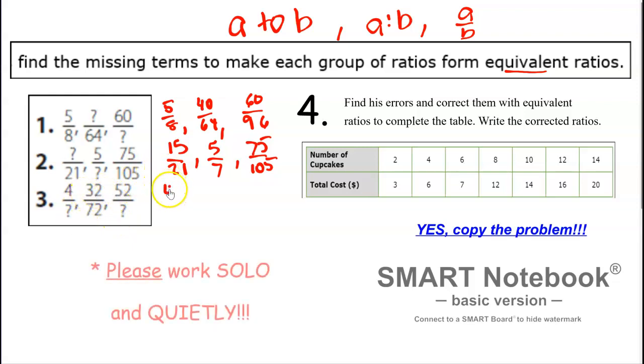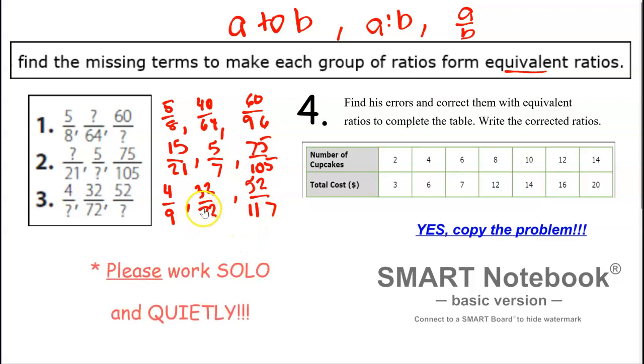So here I have 4 over something, 32 over 72, and I have 52 over something. Notice that this one is nice and complete, the two terms are given for this ratio. So 4 times something gives me 32, or better yet, 32 divided by something gives me 4, so that's by 8. So I'll divide 72 by 8, which gives me 9. Now to complete this one, 4 times something gives me 52. That's 13. And if I do it down here, 9 times 13, I get 117.